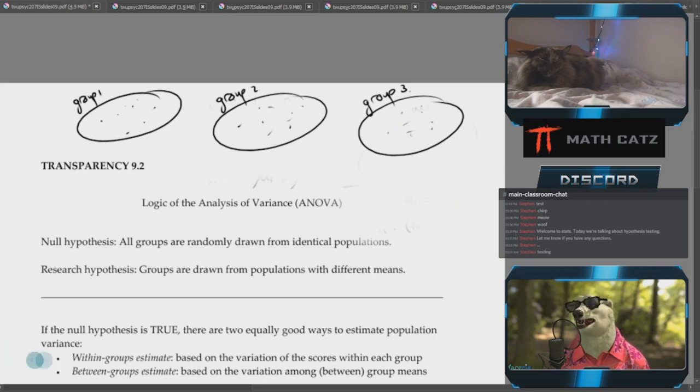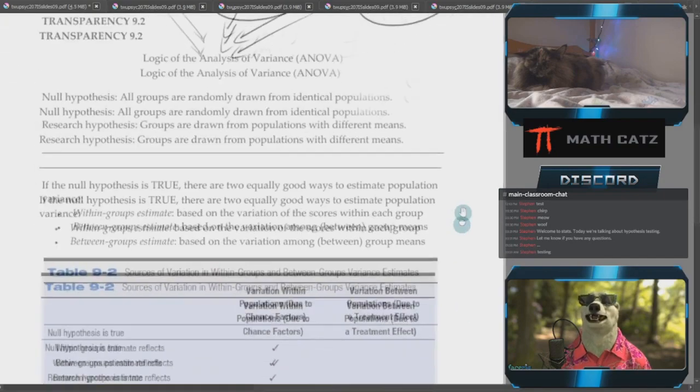So within the groups, these are all going to come from the same population under the null hypothesis. So I can use all of this within-group variation to estimate the population variance. But then also between these groups, there is variance that I can use. Now, in the null hypothesis, the variance between the groups, they all still come from the same population, so that would be the same.